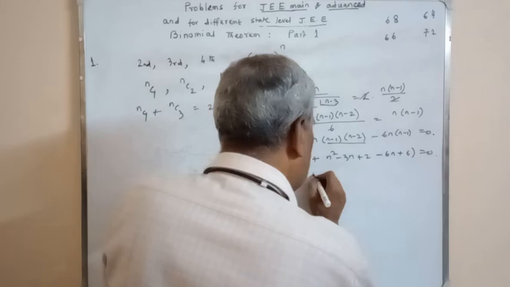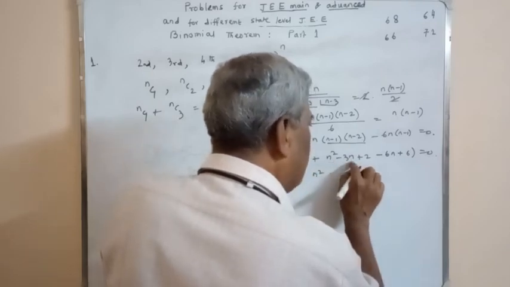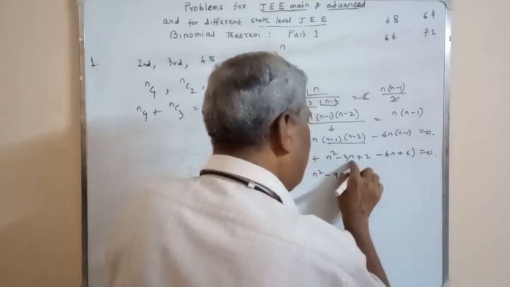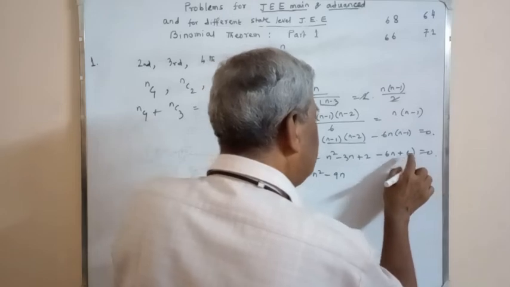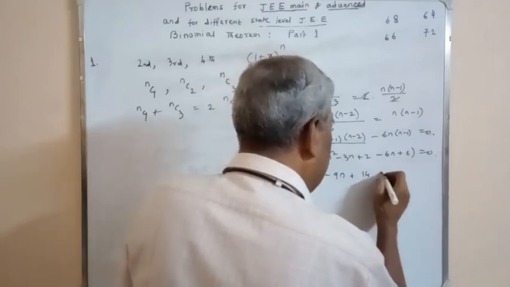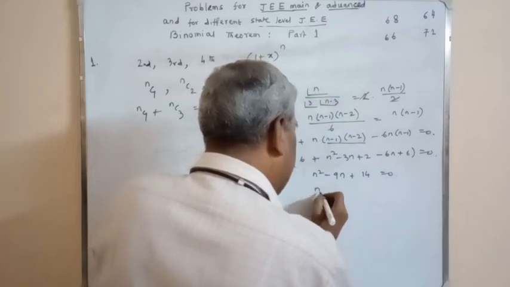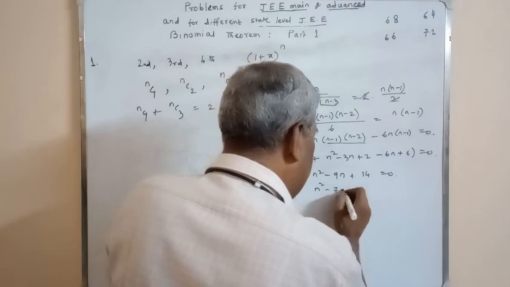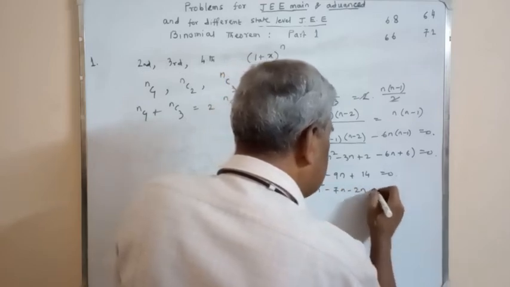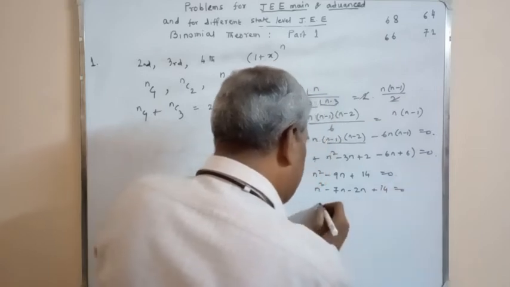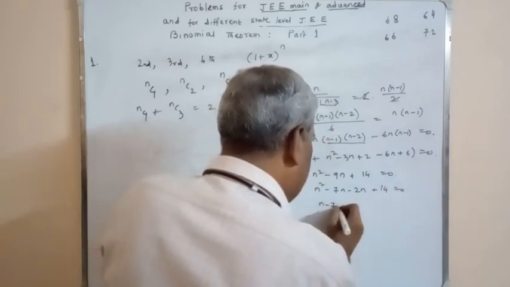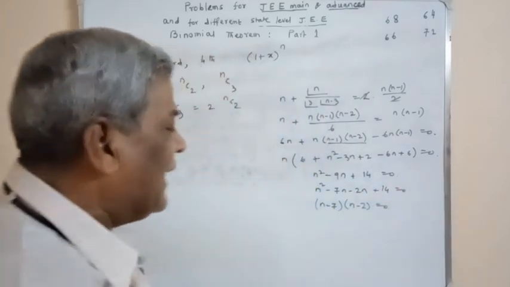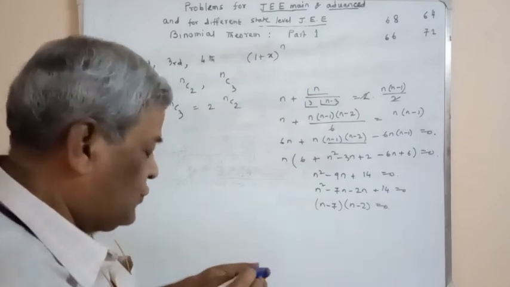So we have n square minus 9n plus 14 is equal to 0. So that n into n square minus 7n minus 2n plus 14 is equal to 0. So that it is n minus 7 into n minus 2 is equal to 0. Now either n is equal to 2 or n is equal to 7.